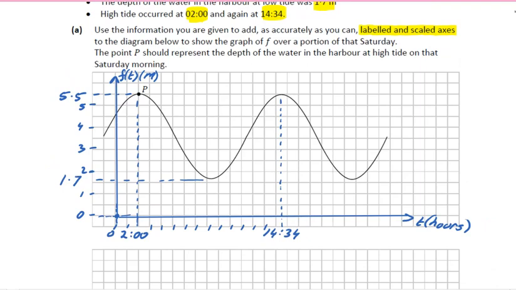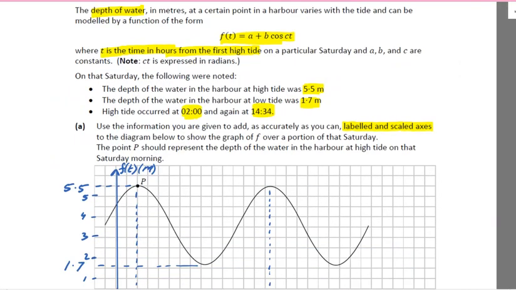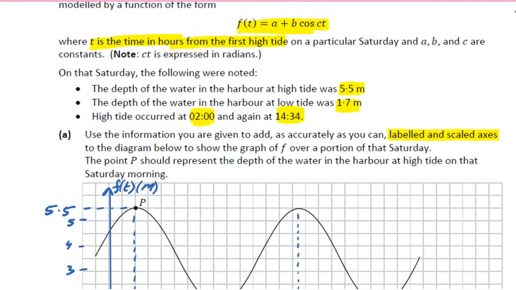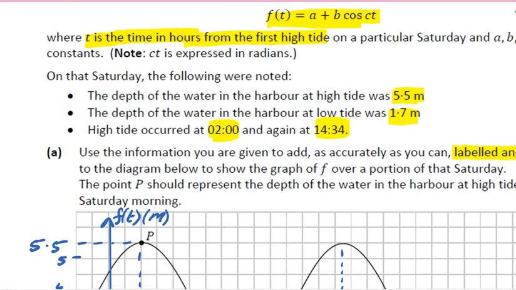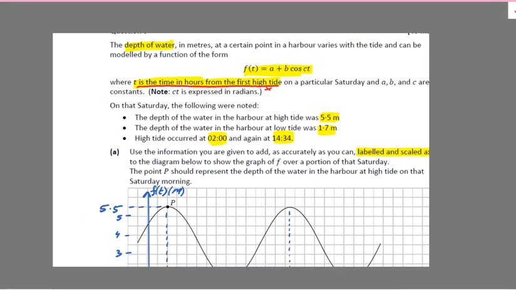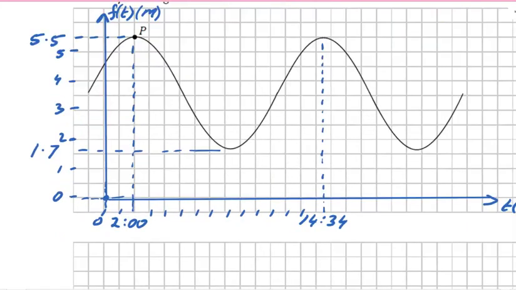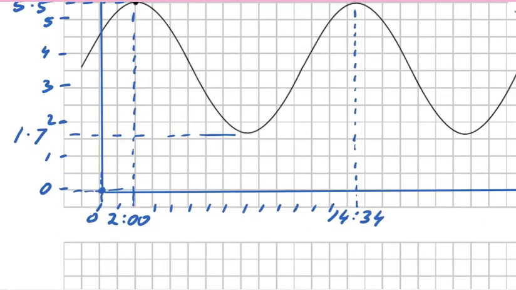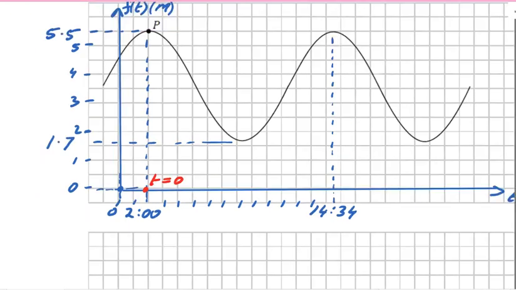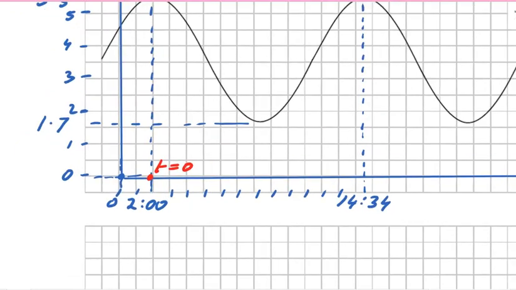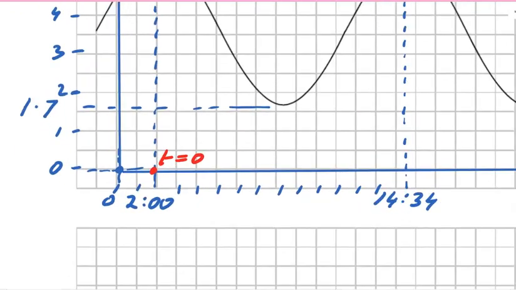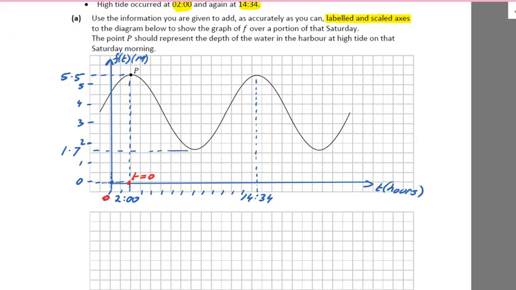Now, one important point here before we move on is this. We have to be careful with this time, because time, t is the time in hours, it says here, from the first high tide. So the first high tide is very important. So that means the time is 0 at the first high tide. That's where it all starts. That's how we start our timer for this question, as it were. So right here, at high tide, that's where t equals 0. So let's distinguish that from when the hours are actually 0, at midnight at 0 hours, which is the 0 down here. Now we can move on.